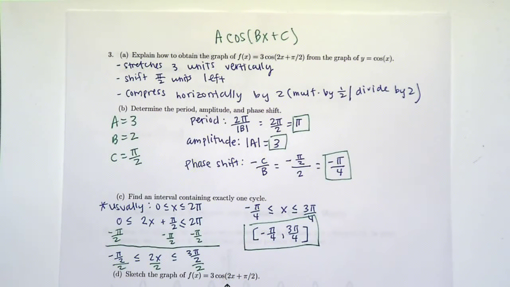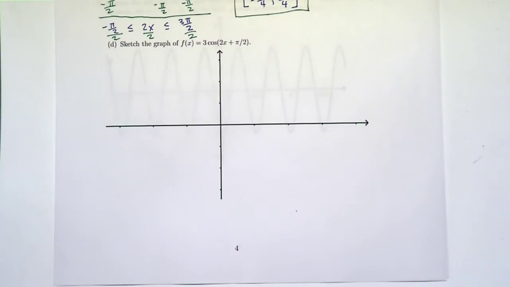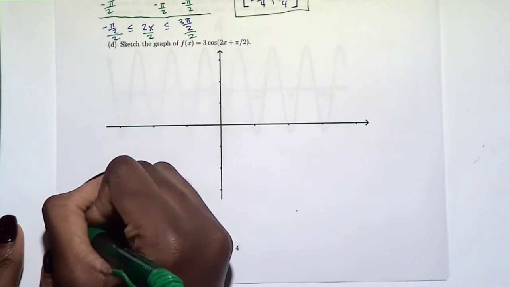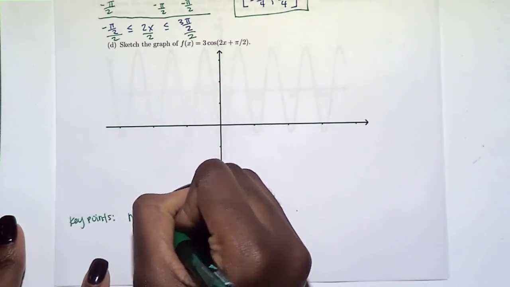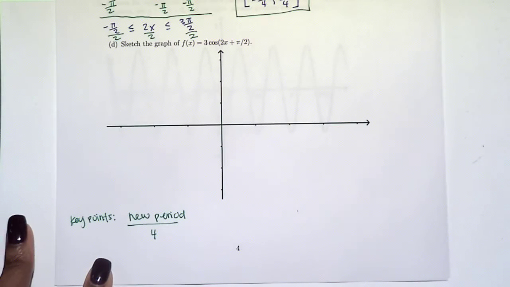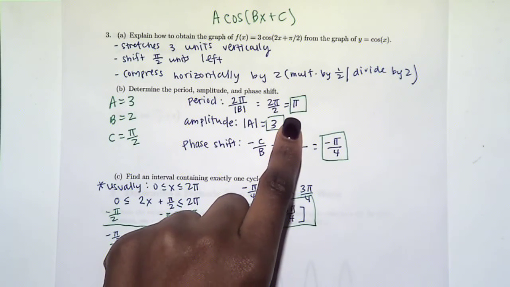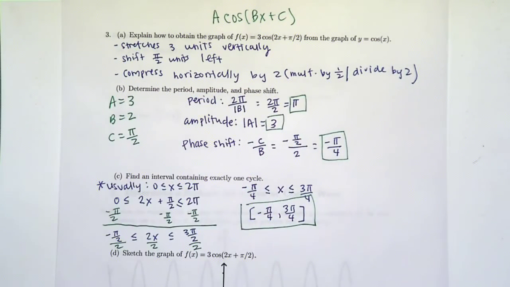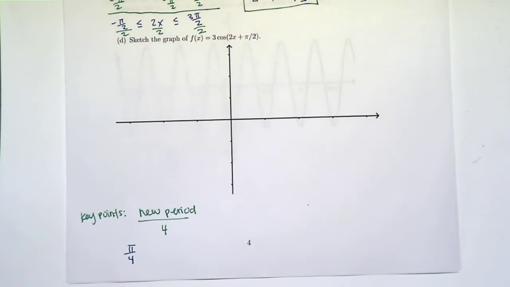Okay. All right, so now all we need is our key points, and I kind of ran out of space on the sides. I'm going to do it below my graph. All right, so remember to get our 5 key points, we need to use our new period and divide it by 4. That's how we get our 5 pieces. All right, so what's our period? Well, we found it up here. Our period is pi, that's how long it takes to repeat, and we're going to divide it by 4. All right, so pi divided by 4. That's going to be the distance between each one of our x values.